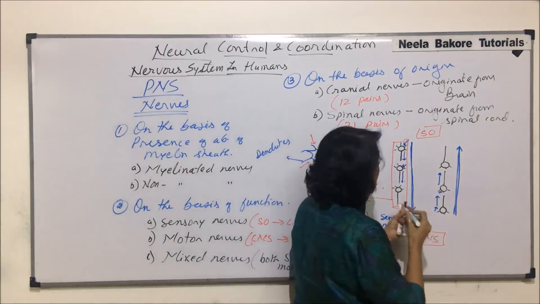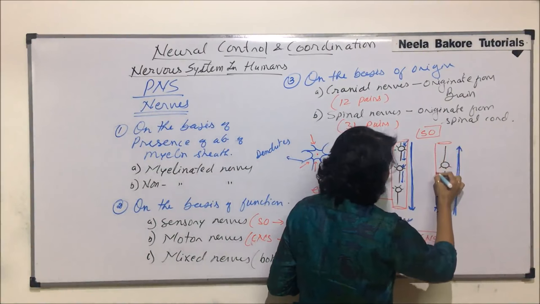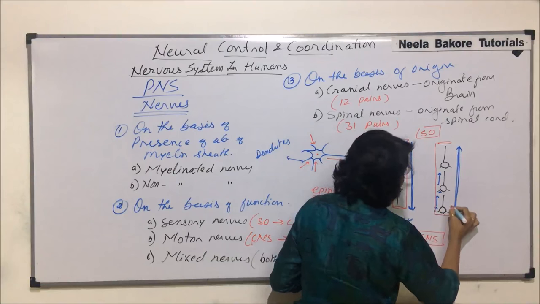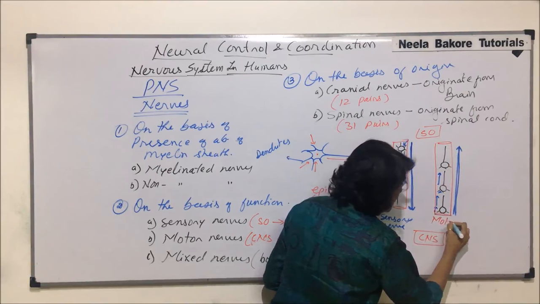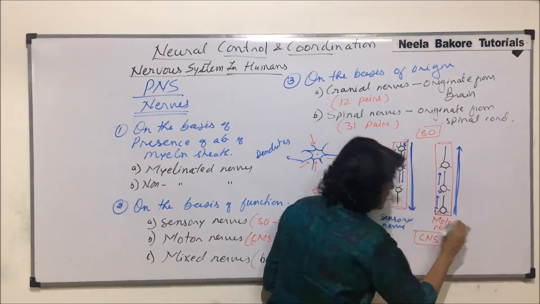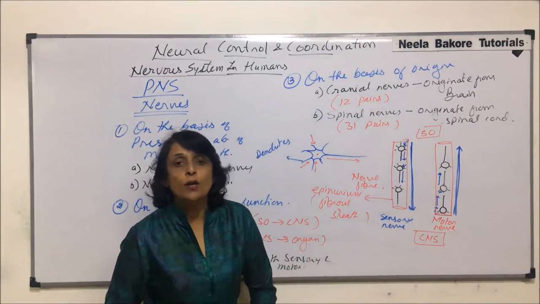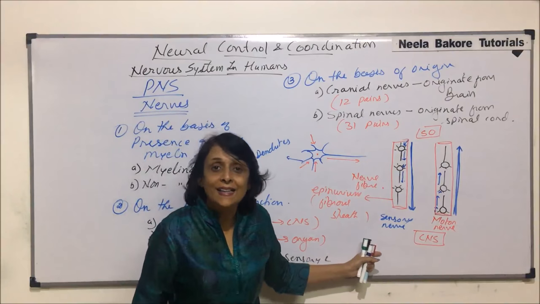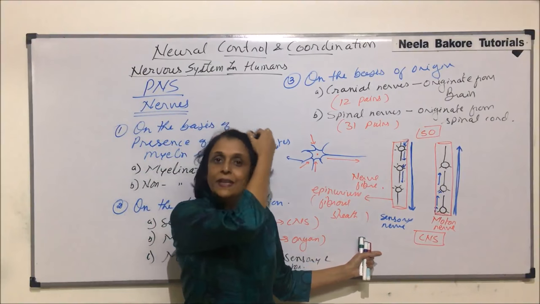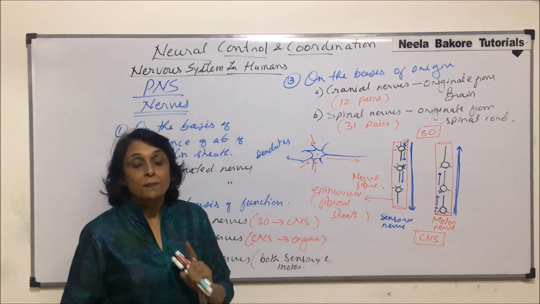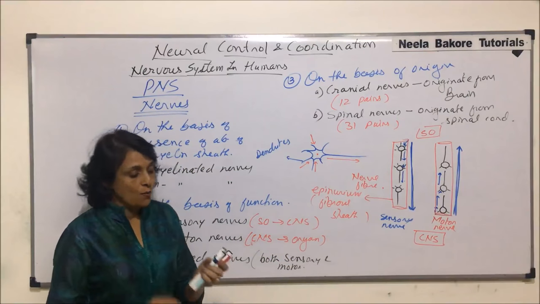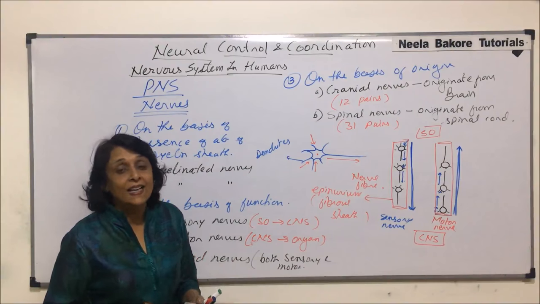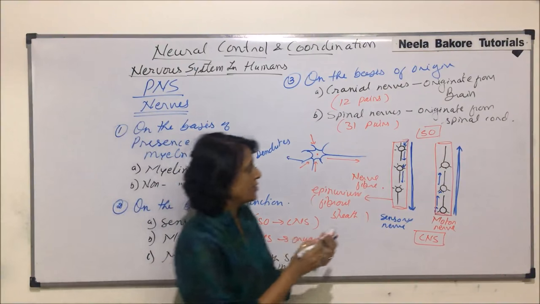And again, if this is surrounded by a fibrous sheath, then this becomes our motor nerve. So it is the same neuron, the only difference is the arrangement. Now what would be in a mixed nerve? A mixed nerve is capable of working as sensory as well as motor. That means it has the neurons arranged in both the directions.